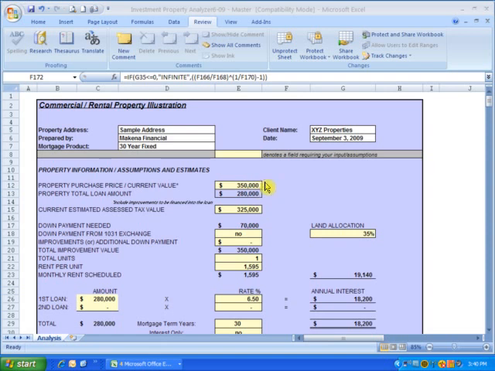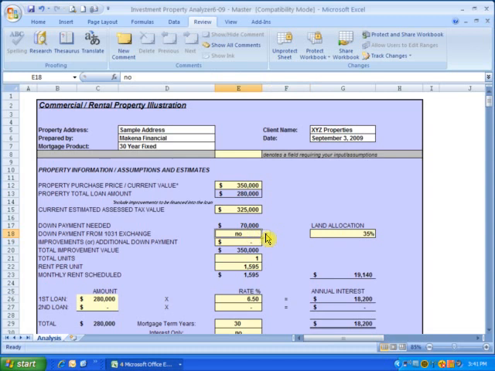In this example, these example clients are buying a $350,000 property and they plan to put 20% down for a loan of $280,000. We have a tax assessed value on the property of $325,000. The land allocation is 35%, and this is a key number to calculate the depreciation tax benefits.